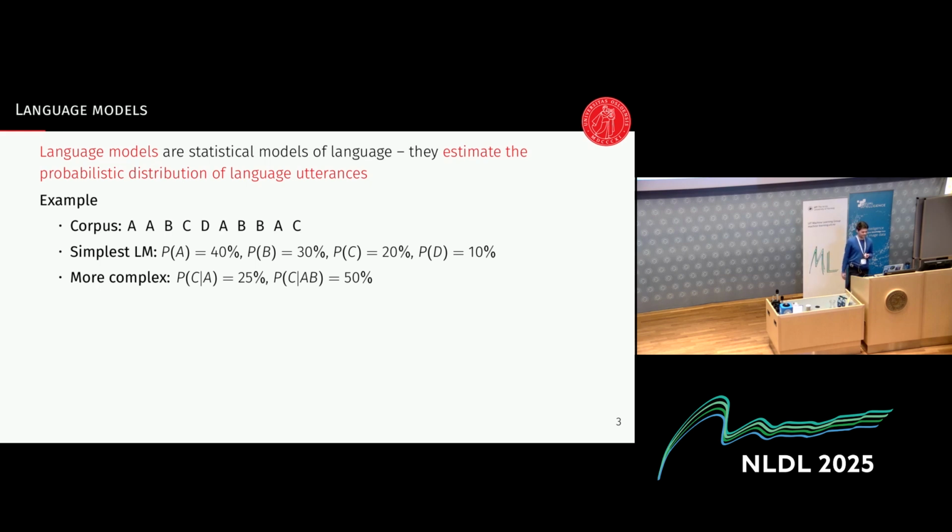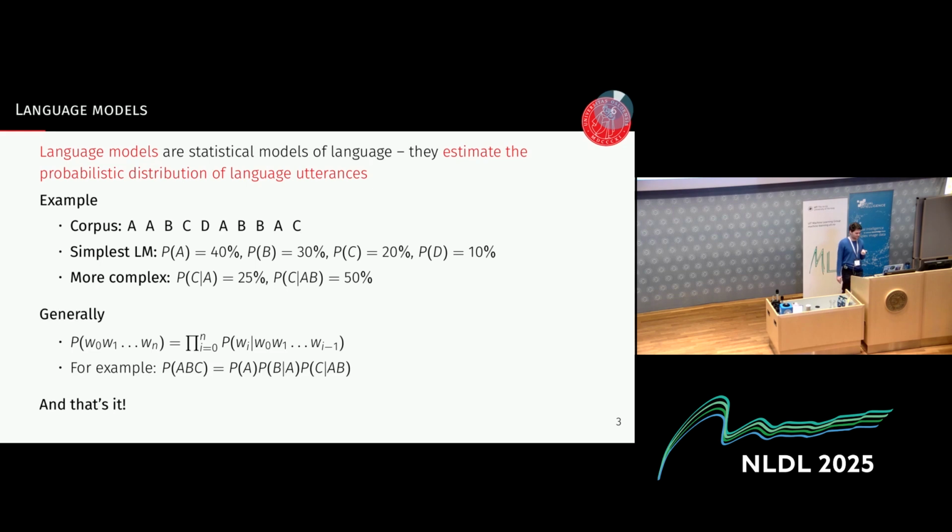And similarly, we can estimate the probability of C following A and B. Again, there are two occurrences of A and B in our simple corpus. One of them is followed by C. So the probability of C following A and B is 50%. Yeah, so this is basically language modeling. And generally, just by having these huge tables of conditional probabilities, we can then estimate the probability of any kind of sequence of symbols, or in our case, words, by using this chain rule.